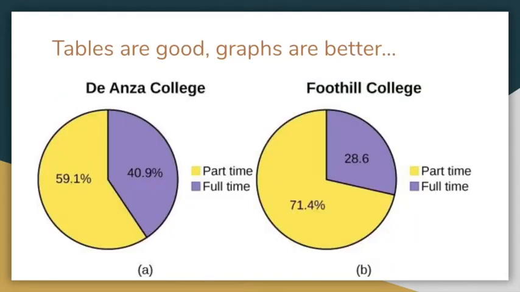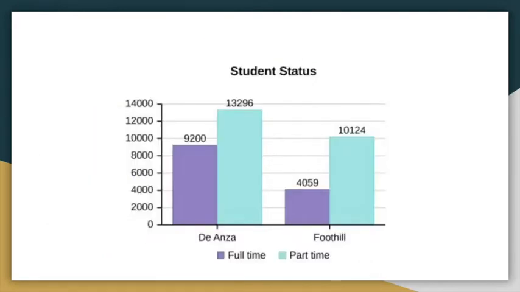Another good way of looking at data is in graph form. Here we have a pie chart of part-time students and full-time students at both colleges, and this gives us a good visual of how the student breakdown works. Another way we could do it is in a bar graph.